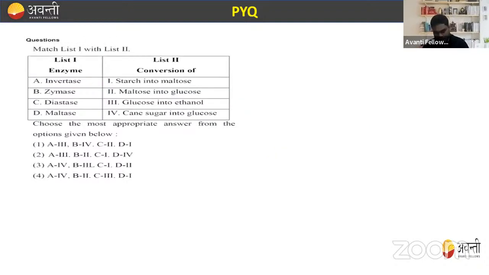Now, match list 1 with list 2. You have to match list 1 with list 2. In list 1 the enzymes are given, and in list 2 the conversions are given, right? So you have to identify which one is correct and which one is not correct. Choose the most appropriate answer from the following. In the enzyme list, the names are invertase, zymase, diastase, and maltase. And in list 2 the conversions given are starch into maltose, maltose into glucose, glucose into ethanol, and cane sugar into glucose, right?